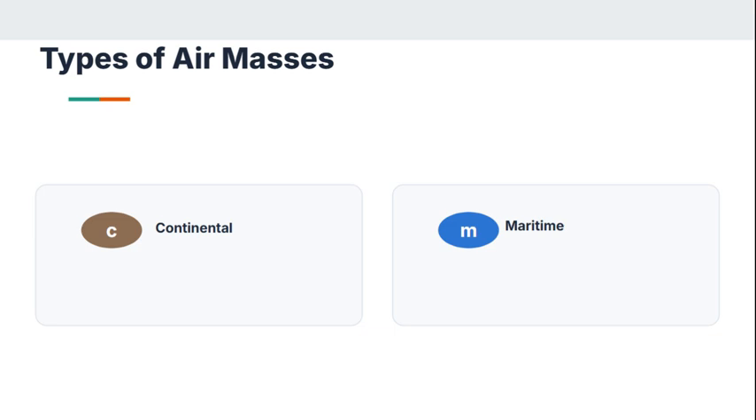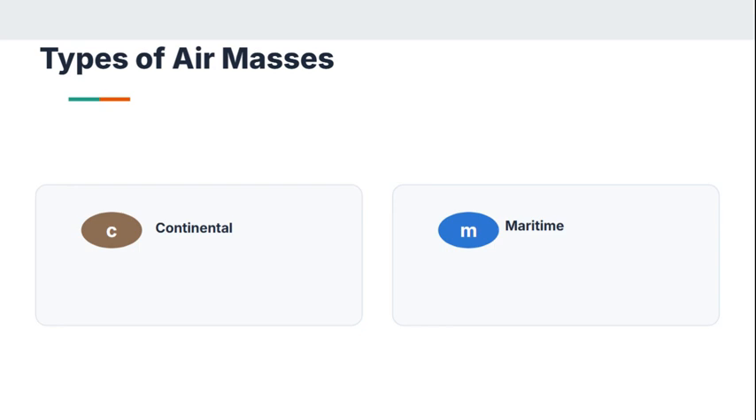Types of air masses. The type of air mass depends on two factors. We're going to focus on the first factor, which is where these air masses are formed. The question being, is that air mass formed over land or is it formed over water? First, let's look at what happens when it's formed over land. When an air mass is formed over land, we call it a continental air mass. Continental air masses are much drier and carry less humidity because they are formed over land.